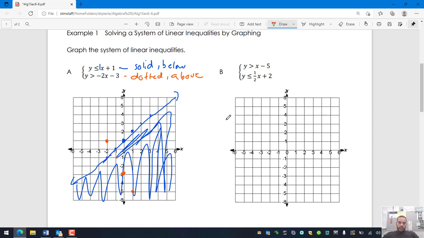Okay, so when I connect these dots, I have to make sure that I'm using a dotted line or a dashed line.